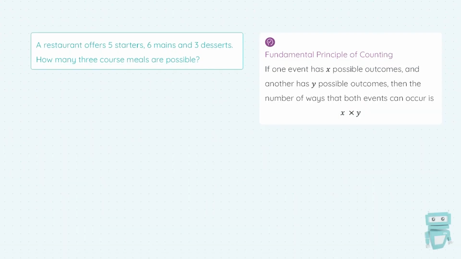Hey folks, it's Stephen here with Studyclix, and in this video we're talking about the fundamental principle of counting. Now look, that's a big fancy name for something that's going to be really simple. Basically what we're going to be doing is finding out how many outcomes there are from certain events.